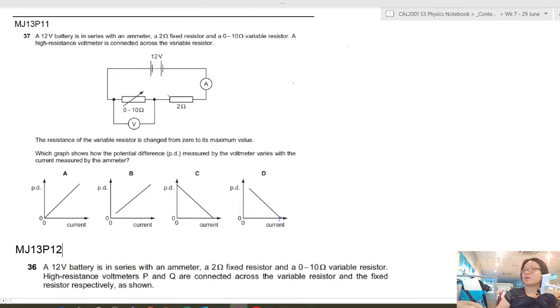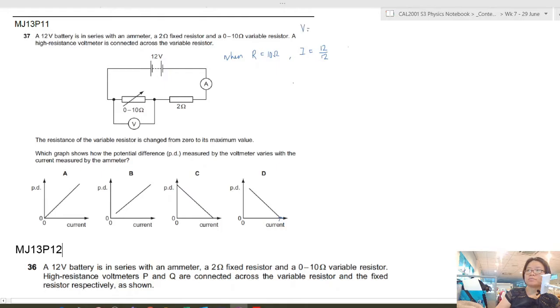Alright, so when I say the current is never 0, this is because when you look at this, we can just check. So we start with the range. We're going to start when R is, let's say, the largest value, 10 ohm. The total resistance will now be 12 ohm. Okay, so your I would be 12 over 12.